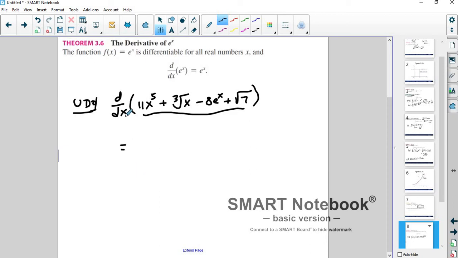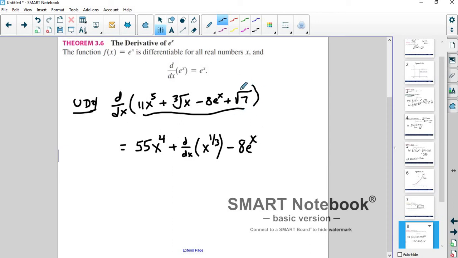Okay, so how do we do the derivative of each piece here? That's right, it's a sum and difference, so we do the derivative of each piece. 11x to the fifth, bring down the 5, 5 times 11 is 55, x to the fourth, subtract 1 from the power. I can't do the derivative of the cube root like it is, so I'm going to do the derivative of x to the 1/3 power this time. Cube root is 1/3 power, square root's 1/2 power. Okay, we'll do that in a minute. Minus 8 e to the x. What's the derivative of e to the x? It's e to the x. The 8 just comes along, so you get 8 e to the x.